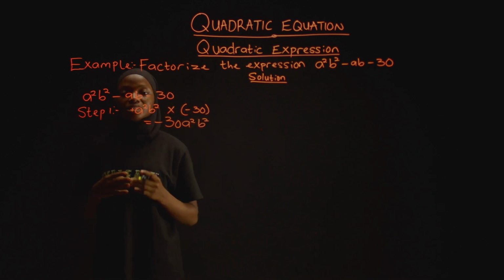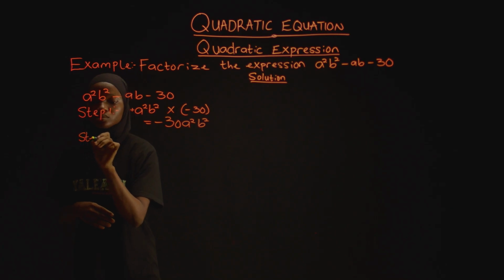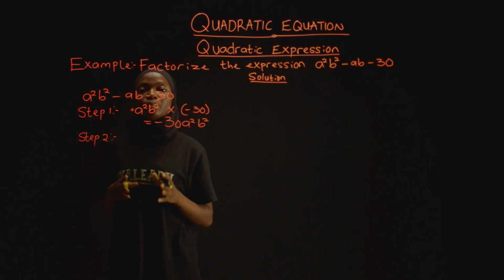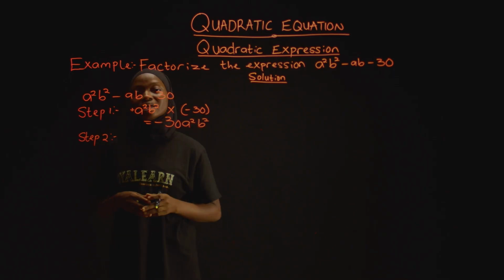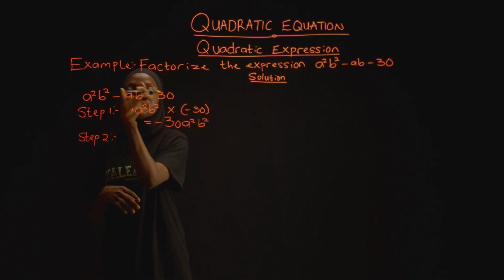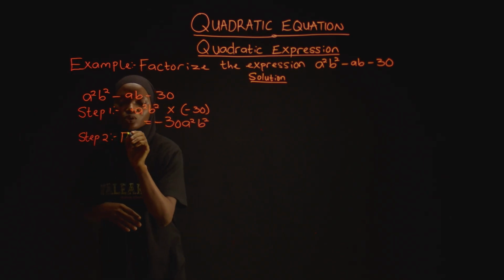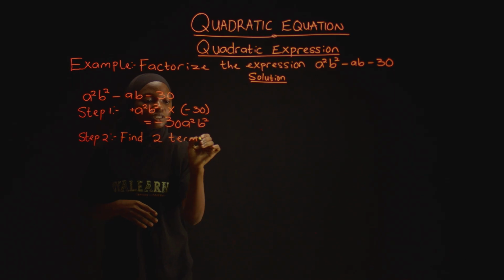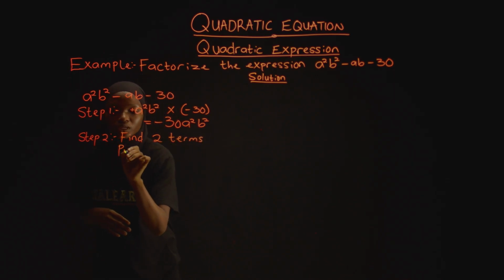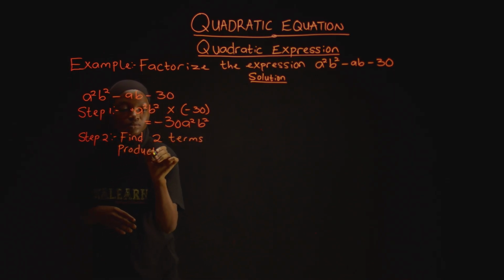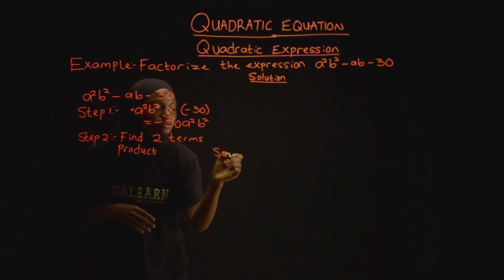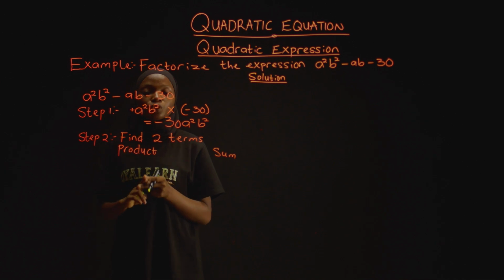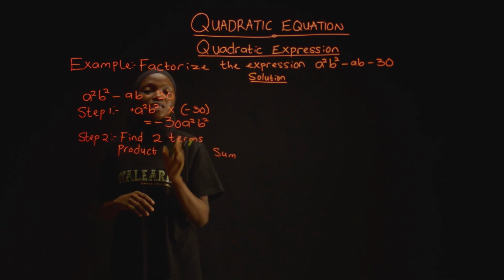Now the next step, step 2, we have to find two terms such that their product gives us this result and their sum gives us the second term, that is minus ab. So that is what we have to do in step 2. So for the product here and the sum here. Now we'll start with the product side. We are trying to find two terms so that their product, that is their multiplication, is going to give us minus 30 a squared b squared.